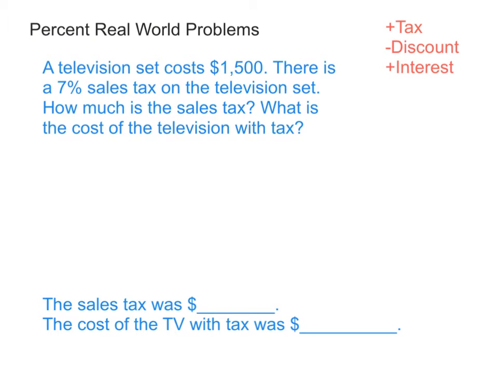We're going to use our percent of techniques to find a percent tax, percent discount, and percent interest. Tax gets added on, discounts get subtracted, and interest gets added.